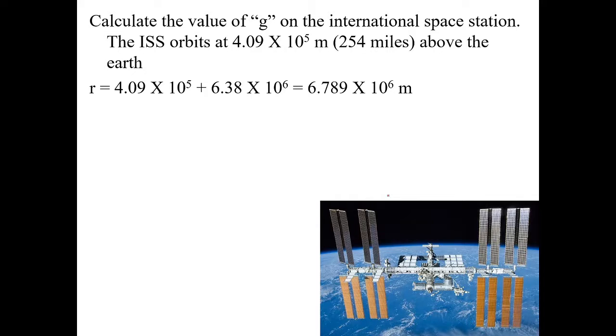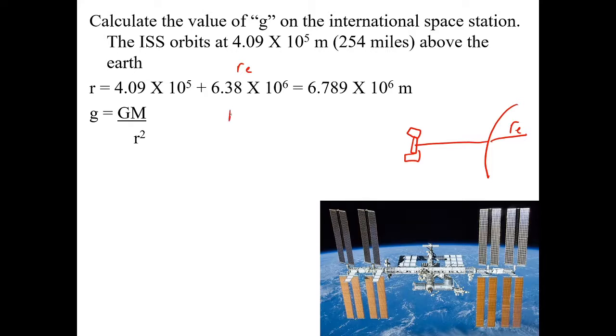Now, the problem is that the distance they gave us is not the distance from the center of the Earth. We have to add the radius of the Earth to the distance where the satellite is. So that's what I did in the first step. I took the 4.09 times 10 to the 5th, and the radius of the Earth is 6.38 times 10 to the 6th meters. Now, it's not a uniform radius because the Earth does vary a little bit, but close enough for what we're working with.